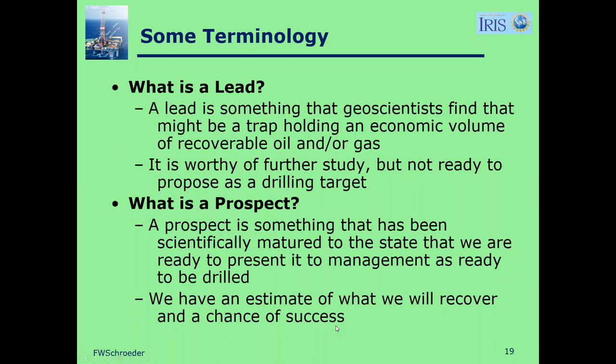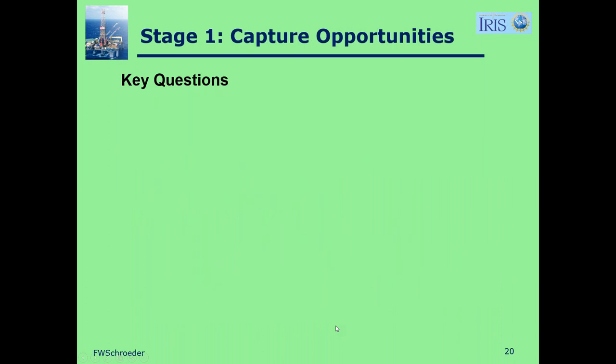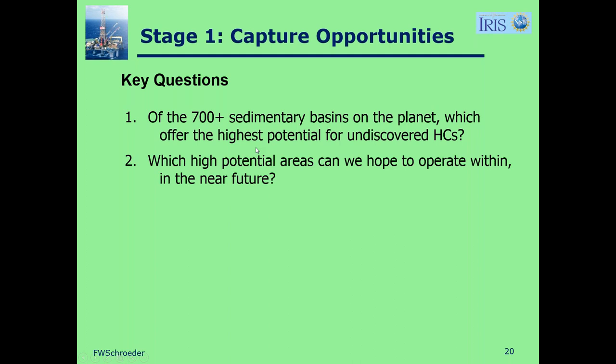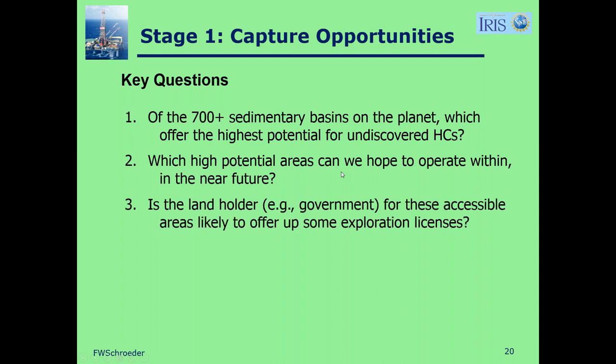So that chance of success might be 60%, it might be 80%, it might be 30%, but that is something that we have to tell management. So to capture areas, there are, I think, 700 plus sedimentary basins on the planet. We have to figure out which of these 700 offer the highest potential to still have undiscovered hydrocarbons. Once we have a short list of basins that have high potential, which of those can we hope to operate in within the next several years to maybe 10 years?